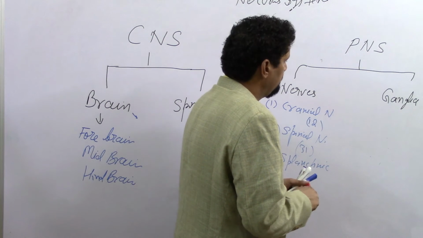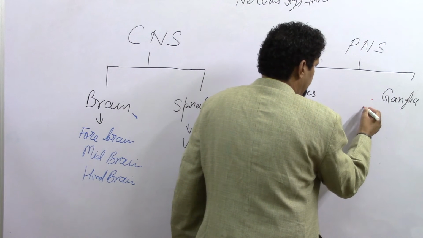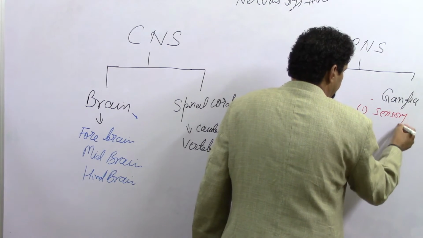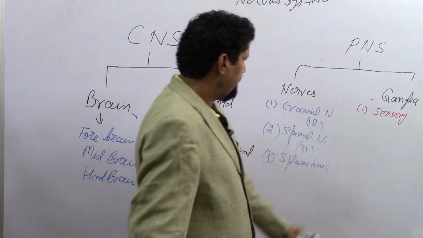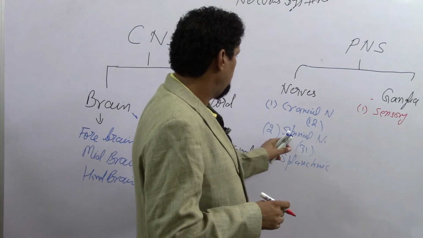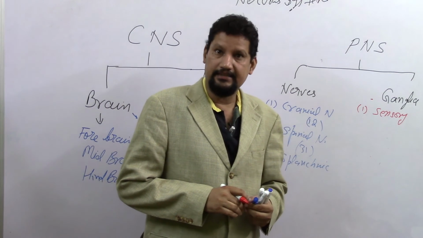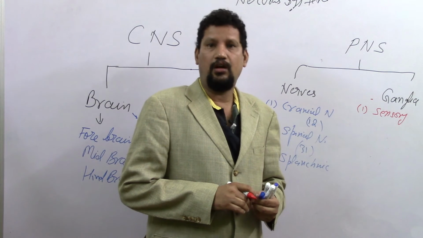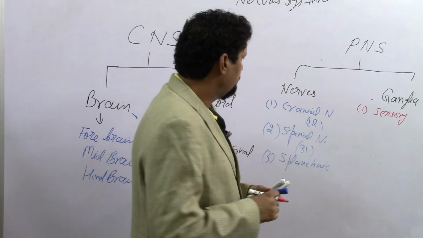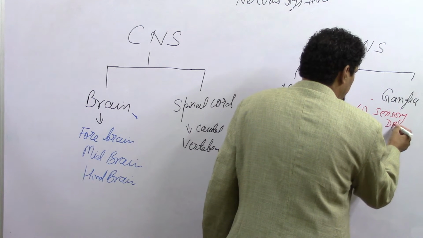There are ganglia. There are 3 types of ganglia. There are sensory ganglia. These ganglia are related to the sensory nerves, that is, spinal nerves. All spinal nerves are mixed nerves having a sensory and a motor root. So all sensory ganglia are related to the spinal nerves. So dorsal root ganglia, DRG.